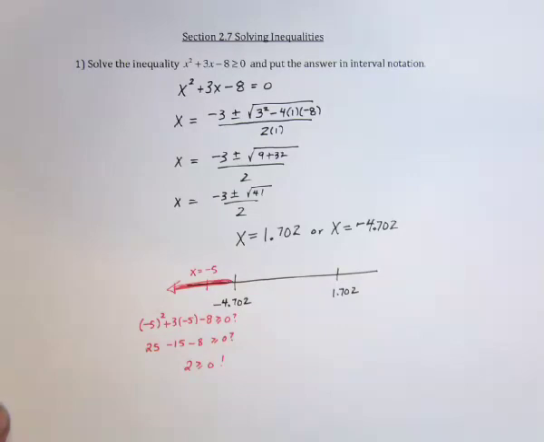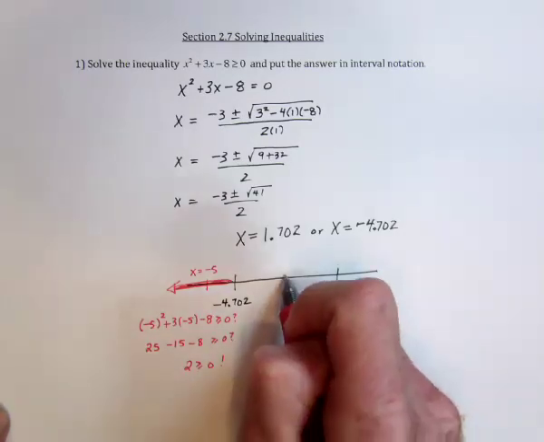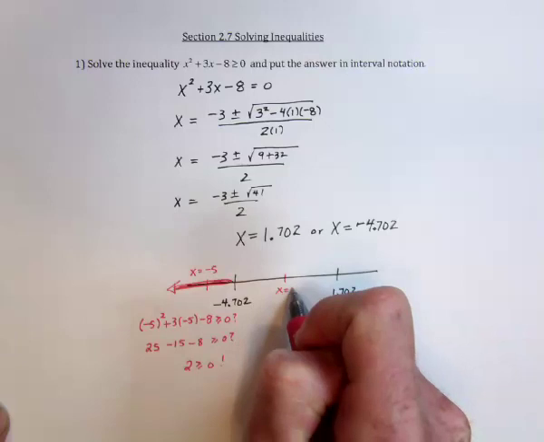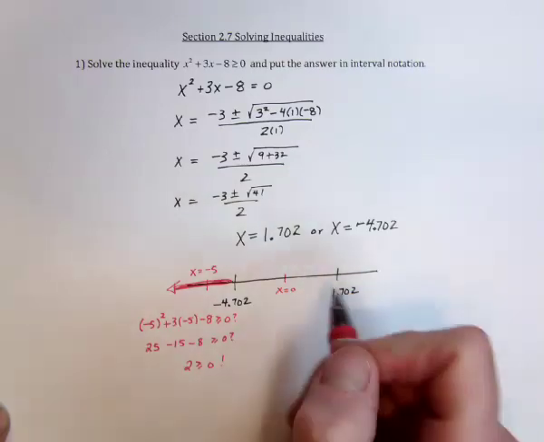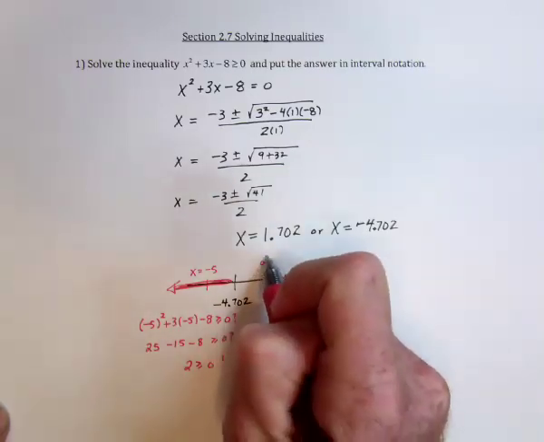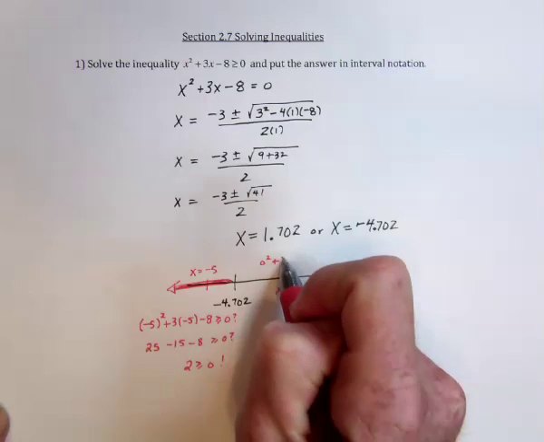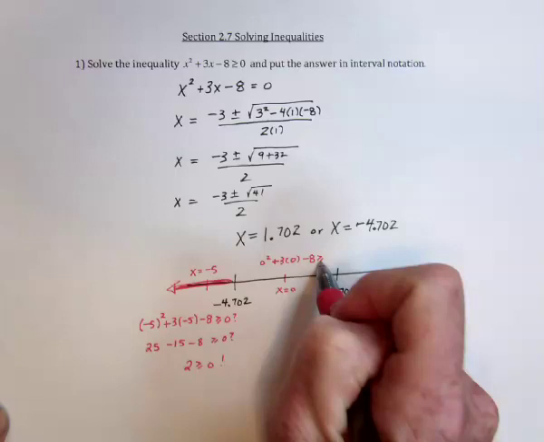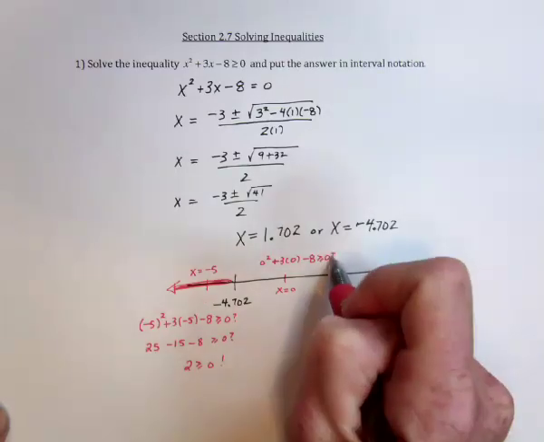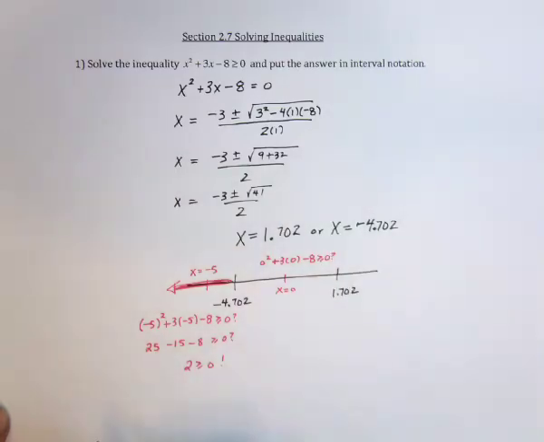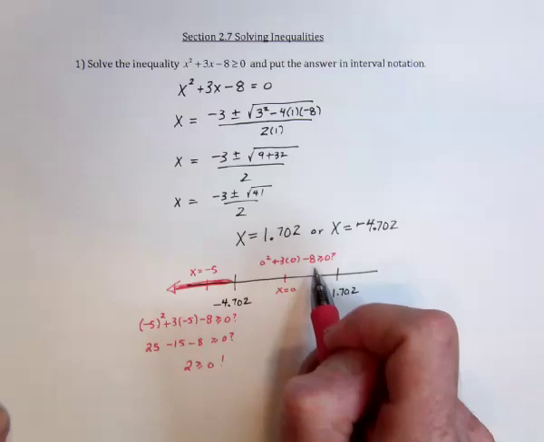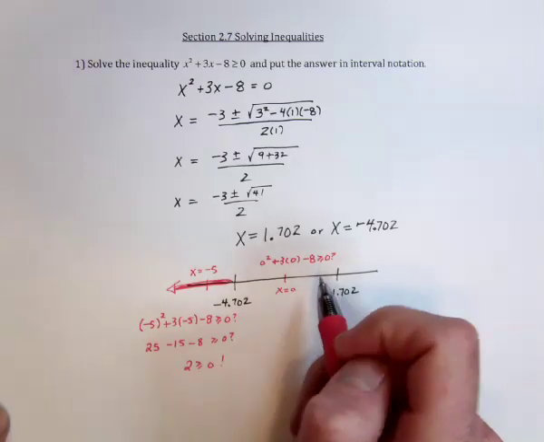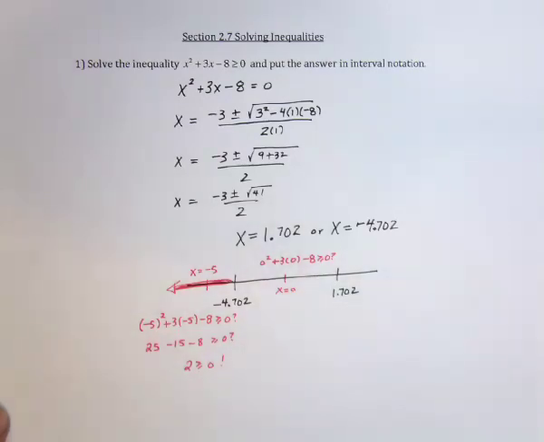We should use that. And now if we test something in the middle like x equals 0, we would have 0 squared plus 3 times 0 minus 8. Is that bigger than or equal to 0? Well, what's left behind is just a negative 8. Is that bigger than or equal to 0? No. So we don't use the middle part.